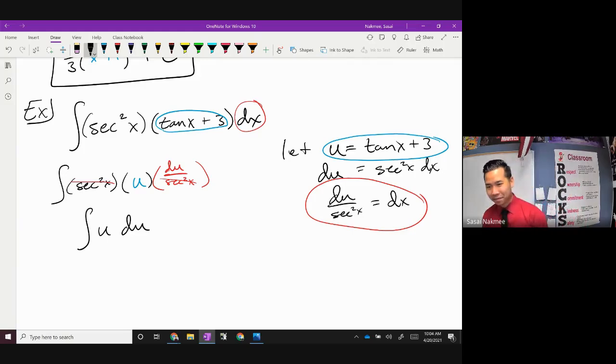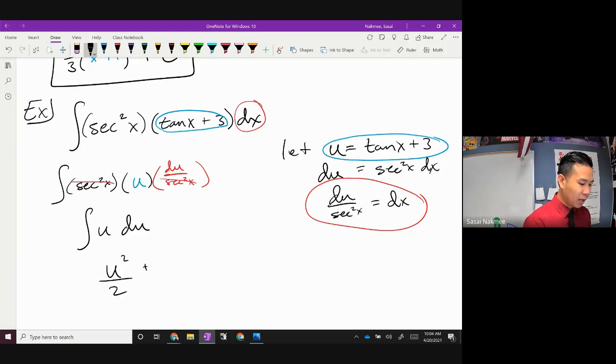It's trippy, yeah? U-substitution is a nice way to, if it works out, it turns into a very nice problem, doesn't it? Because the integral of u du, that's just the power rule. I end up with u squared over 2 plus c. There's nothing else. Is there anything else there? I don't think so, right?